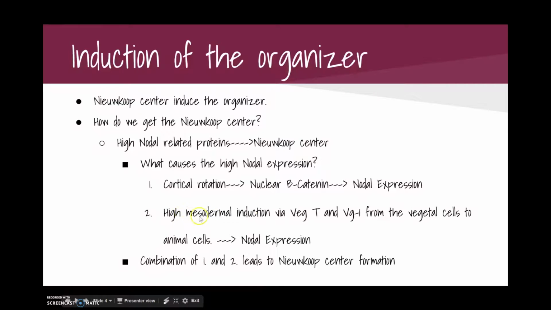Second, high mesodermal induction via VegT and Vg1 from the vegetal cells to animal cells will also regulate nodal expression. For instance, VegT is a transcription factor that regulates the transcription of nodal-related protein. A combination of 1 and 2 leads to Nieuwkoop center formation.